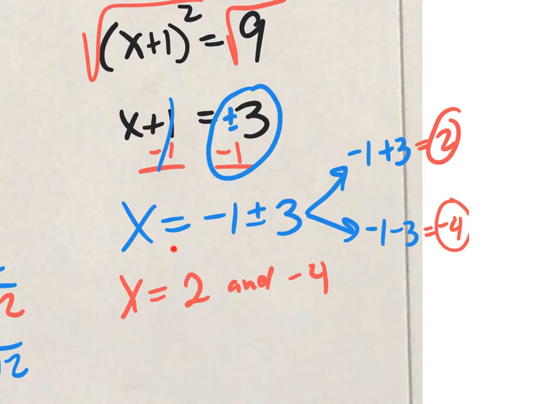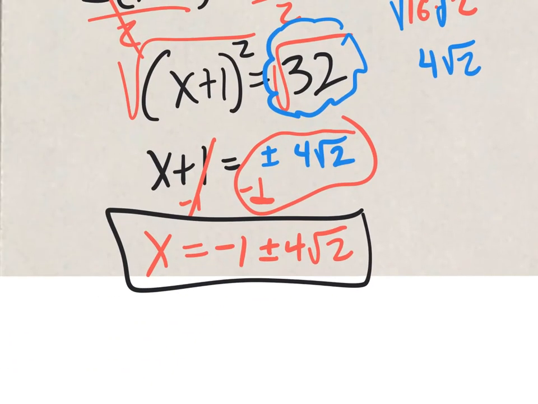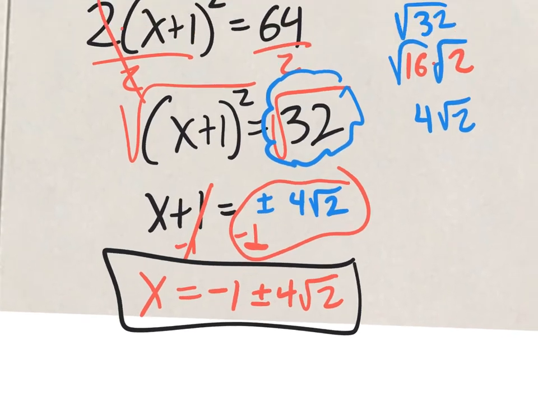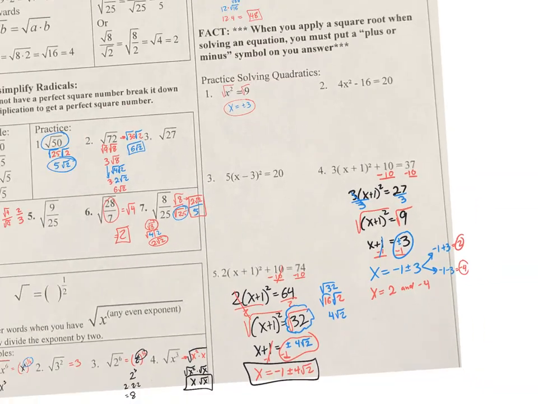I did not stop right here at x equals negative 1 plus or minus 3 because you could actually do that. But down here, when you get to the x equals negative 1 plus or minus a radical, you cannot add or subtract radicals. It's like they're different terms. You need like terms to be able to combine. Anyways, that's the end of these notes right here.